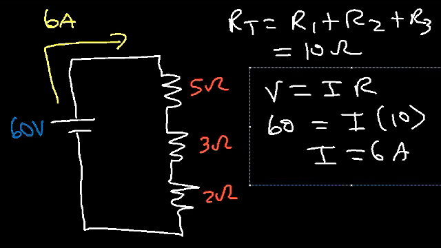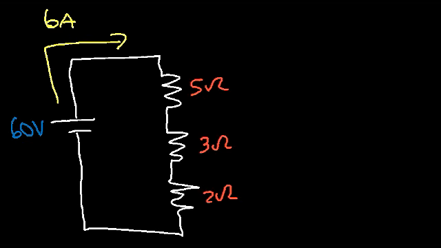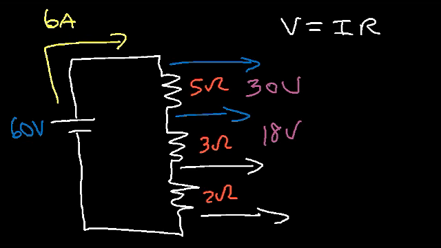Now, what is the voltage drop across each resistor? So we need to use V equals IR. It's going to be the current that flows through the resistor multiplied by the value of the resistance. So across the 5 ohm resistor, it's 6 times 5, which is 30 volts. And across the 3 ohm resistor, it's 6 times 3, which is 18 volts. And across the 2 ohm resistor, it's 6 times 2, which is 12 volts.